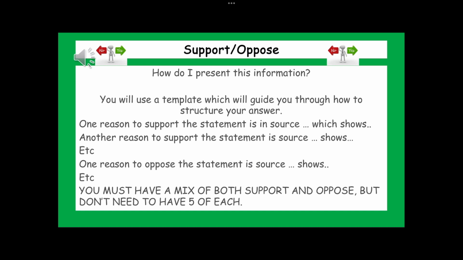So again, one reason to support the statement in source A is, and then you would quote, and then you're going to say what that shows, and then again I really need to hammer that in and say that you do need to use both a support and oppose. We have 10 marks available to us, so we are making 10 full sentences based on either supporting or opposing the statement that we have been given. Alright.